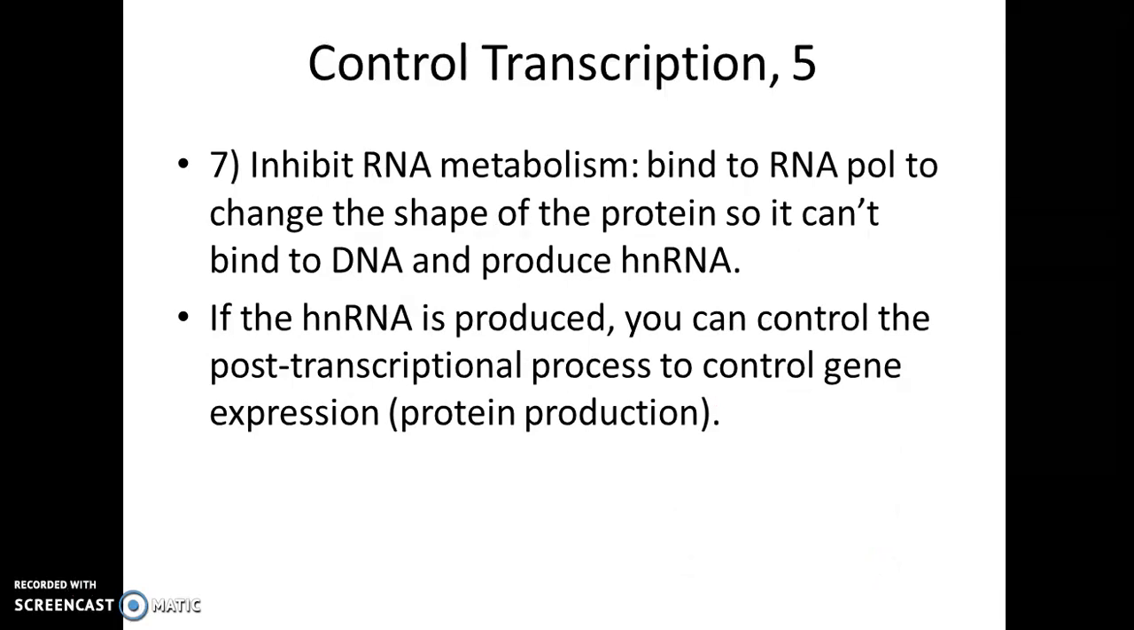7, inhibit RNA polymerase. How do you do that? Well, you have a protein or a molecule binding to RNA polymerase, and that will change the shape of RNA polymerase so that it cannot transcribe and produce hnRNA. So what happens if hnRNA is produced? Well, you can control the post-transcriptional process to control gene expression. So you have hnRNA, and you need to change it to mRNA. If it's not changed to mRNA, you will not have a protein produced.